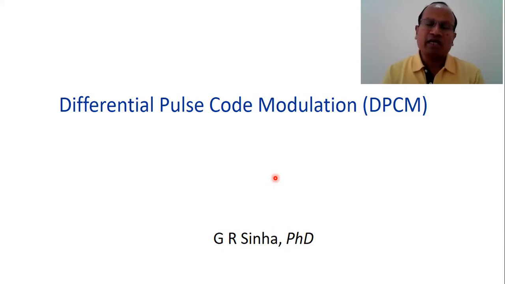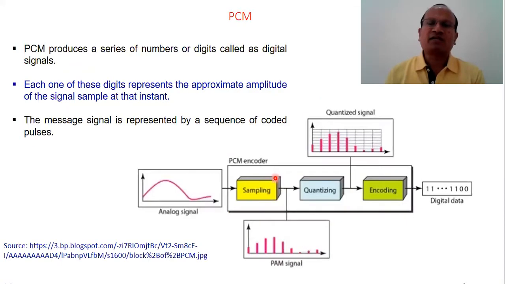The major challenges in PCM are related to bandwidth requirement. The amount of bandwidth required in PCM is reduced in the extended version of PCM called DPCM, that is, the differential pulse code modulation method. So let's begin with how PCM works. These are the stages I was talking about.